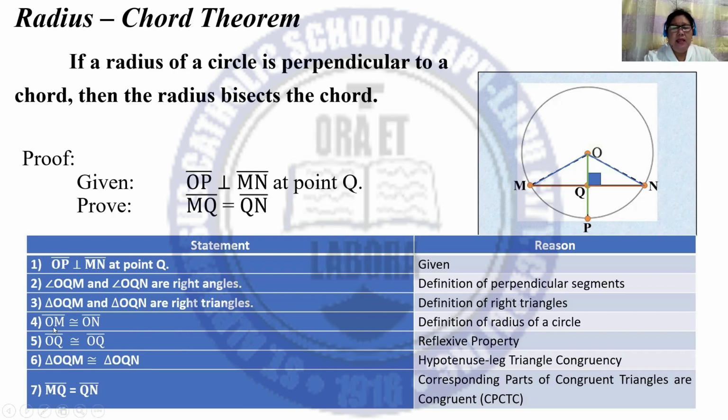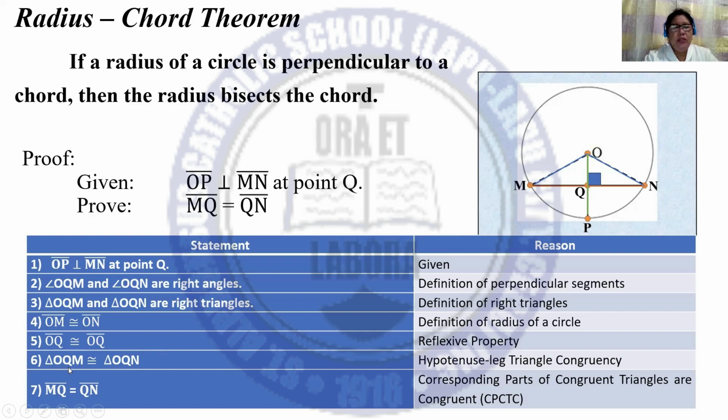The fourth statement is segment OM is congruent to ON. That's the definition of a radius of a circle. OM, that's the radius. ON, that's the radius. The radius is equidistant from the center to any point of the circle. Next, OQ is congruent to OQ. This segment OQ can be equal to itself, and that is under the reflexive property.